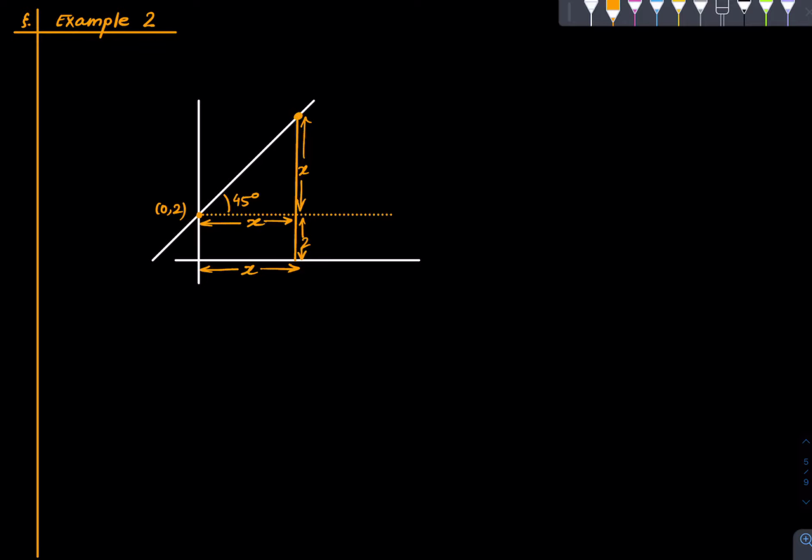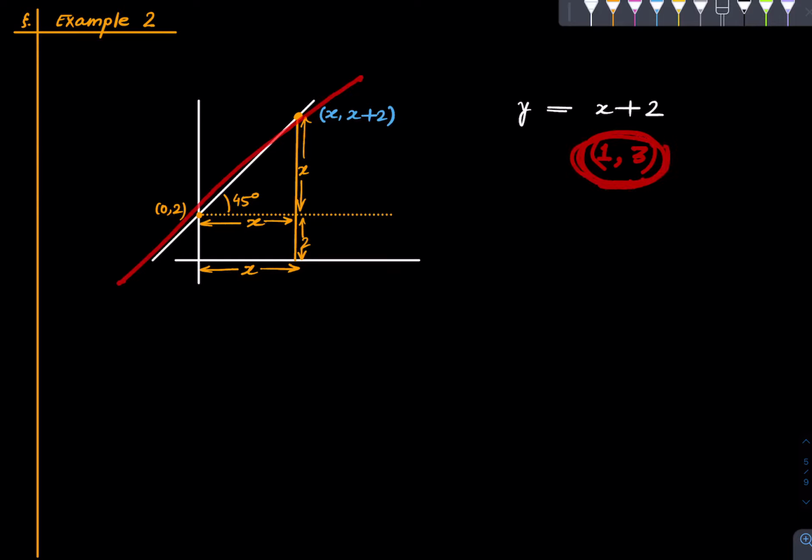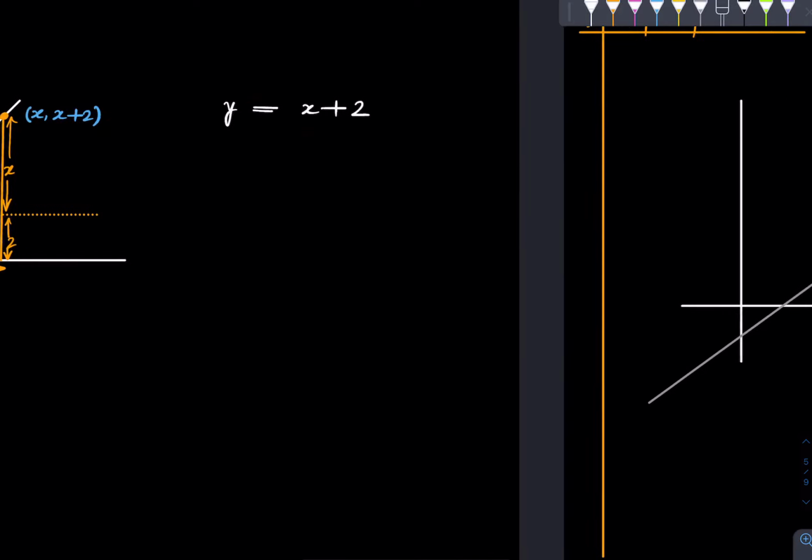So this point becomes (x, x plus 2). Right? So if the abscissa is x, the ordinate is x plus 2, and therefore the equation of the line would be y equals x plus 2. And you can check that every point here satisfies this equation. So for instance, if x is 1, then y better be 3, and you can actually draw it out and see that (1, 3) is lying on this line. Okay. So I hope this is clear.